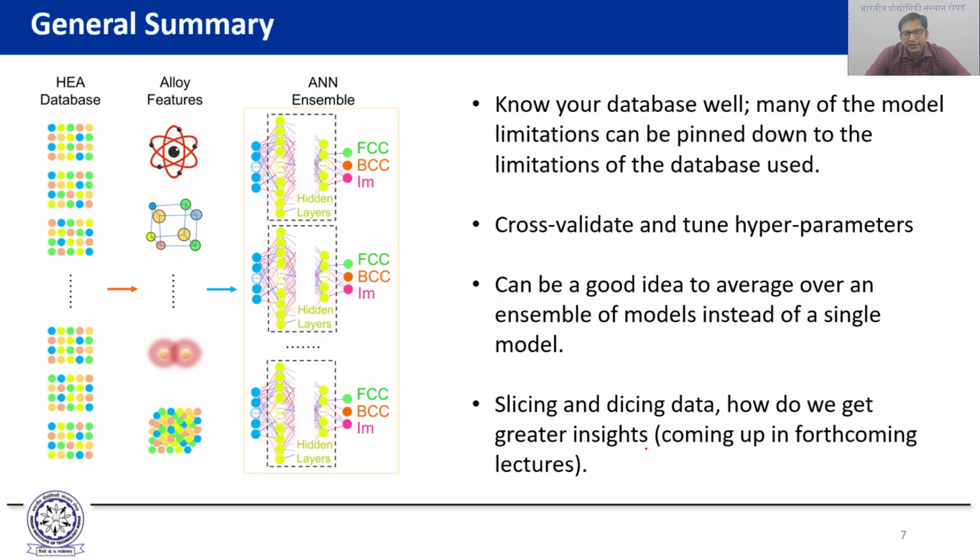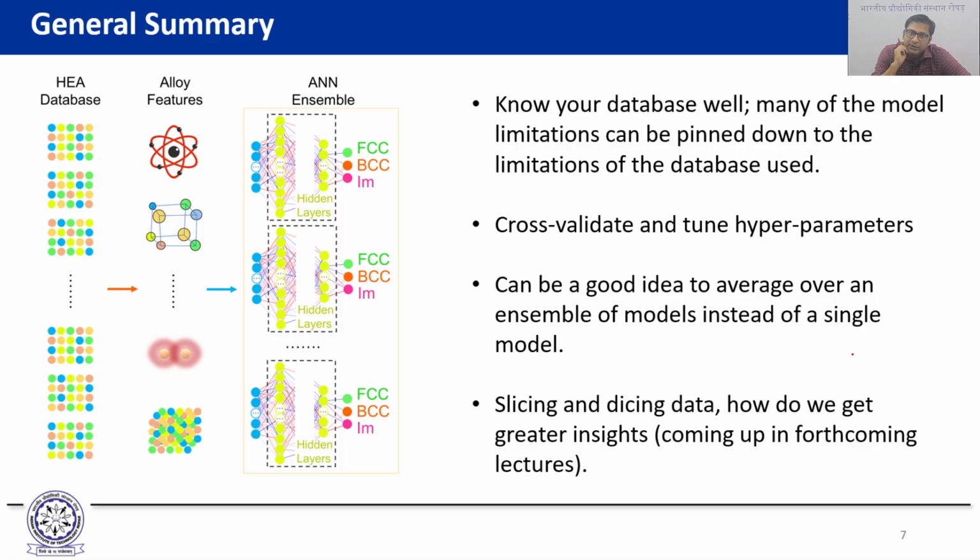In addition to cross-validating, you should also tune the hyperparameters of your model sensibly. Try not to go very deep, despite what we did. I think it's always a good idea if you can do the fitting with a relatively shallow neural network, because that way the chances of overfitting are going to be less. And if you do have to go to relatively deep neural networks, it's always a good idea to average over an ensemble instead of simply relying on a single model, especially because in materials informatics, in most cases, the size of your database is fairly small.